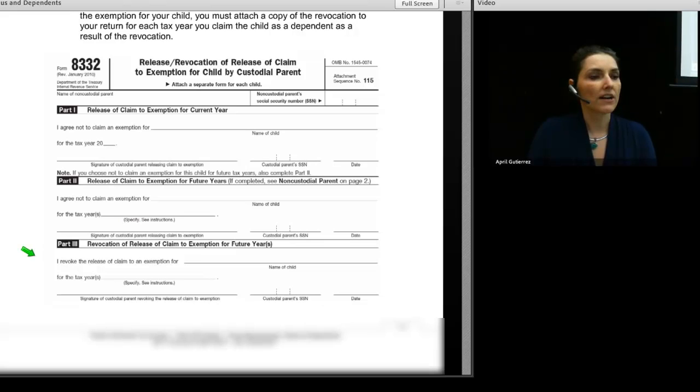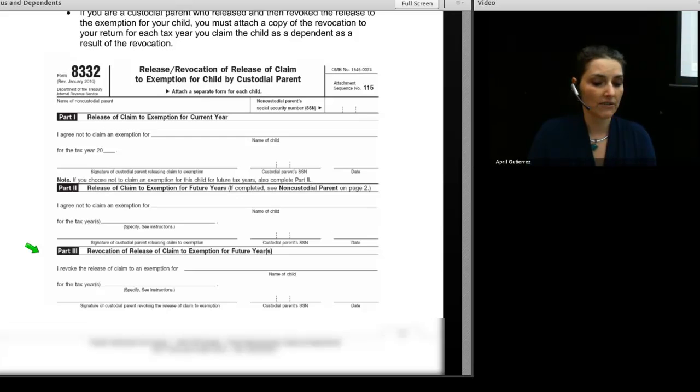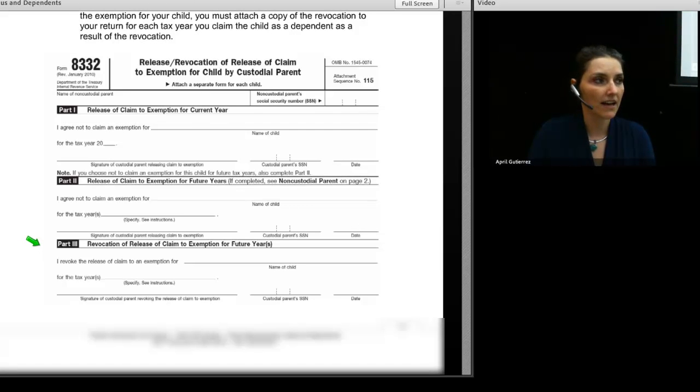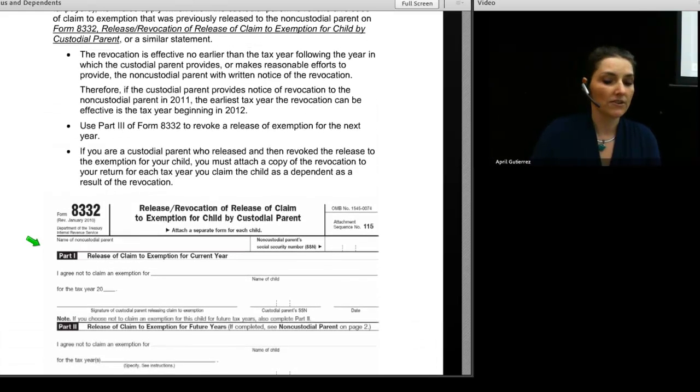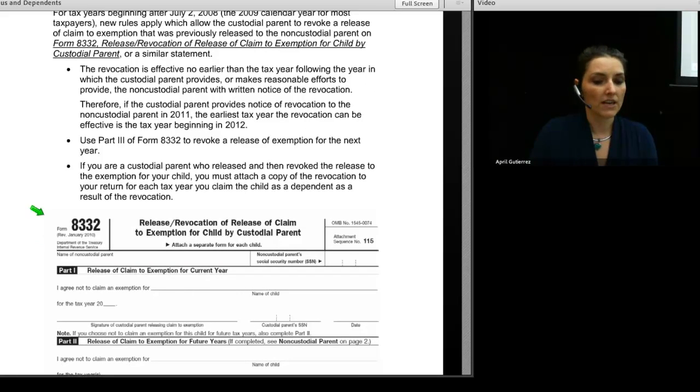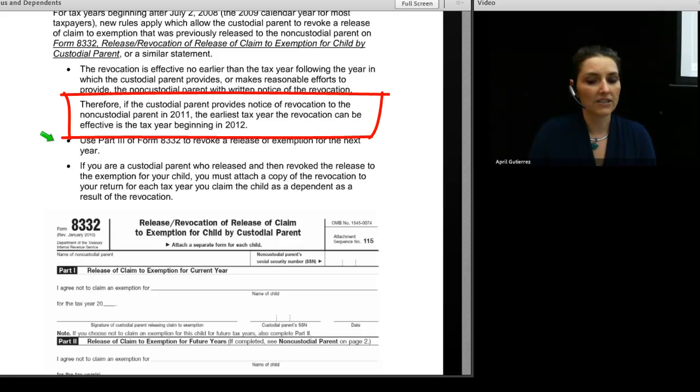Now, after a custodial parent has released an exemption to a child, they can have a change of heart and change their mind. But if they do, they need to sign Part 3 and mail it into the IRS. And the revocation cannot come later than the year that is at issue. So if a custodial parent provides notice of revocation to the non-custodial parent in 2011, the earliest tax year the revocation can take effect is tax year 2012.